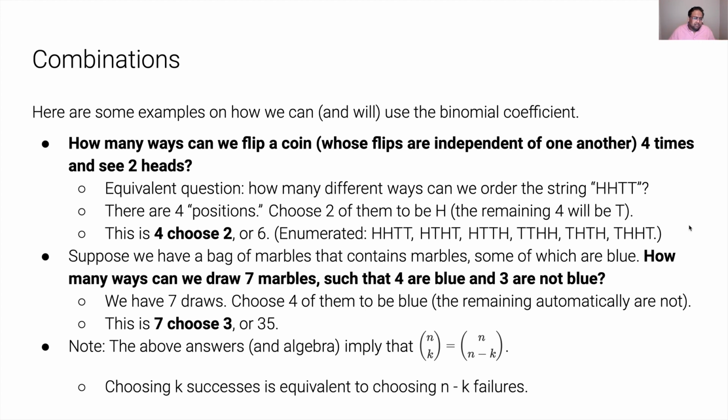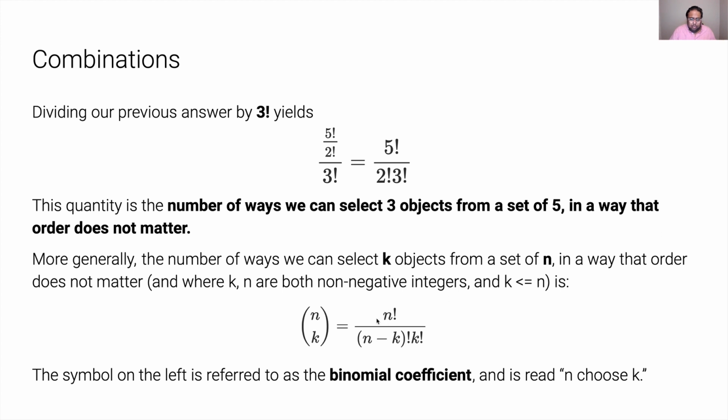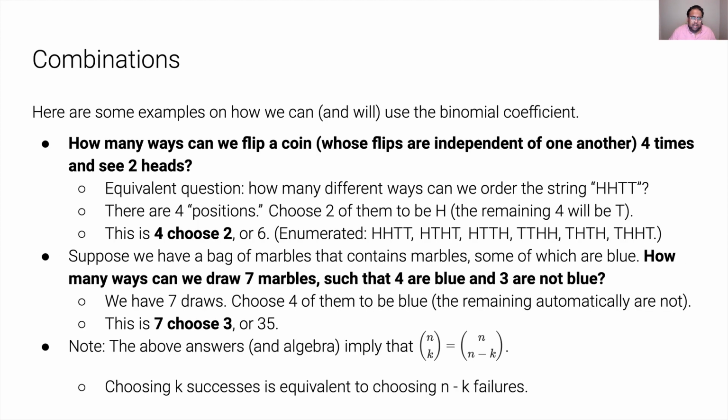And so these examples and algebra actually imply that n choose k is the same as n choose n minus k. And you can see here, the numerator is n factorial in both cases, and the denominator, if you just had n choose n minus k, would be the exact same thing. You would just swap the positions of n minus k factorial and k factorial. The reason this works is because n minus k is just k. So the binomial coefficient is symmetric in that regard.